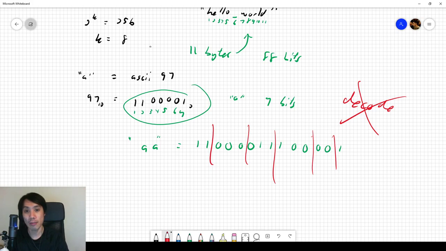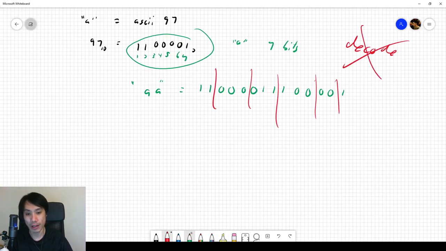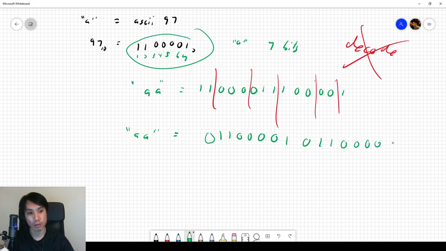But if I were to set everything to perfectly 8 bits, so AA is going to be 0, 1, 1, 0, 0, 0, 0, 1. So I will automatically know the first 8 bits. Here will be 97, here will be 97, which is A and A.